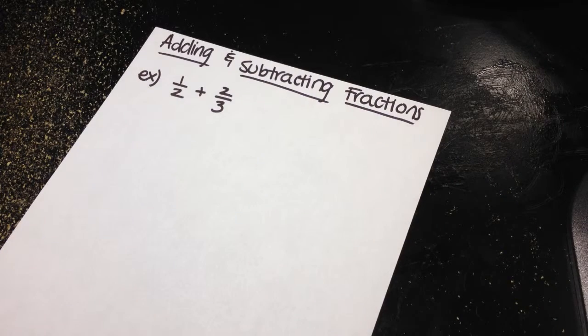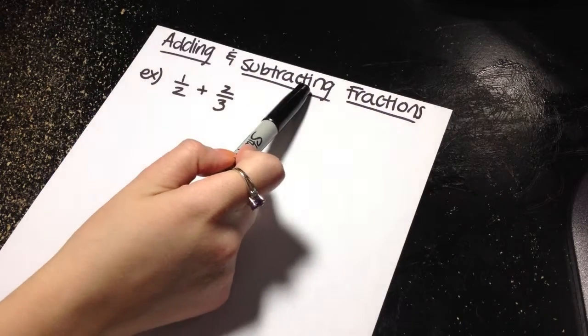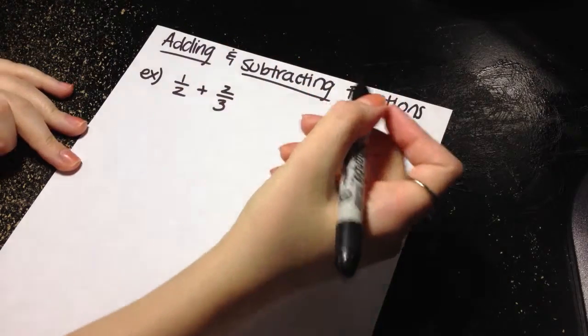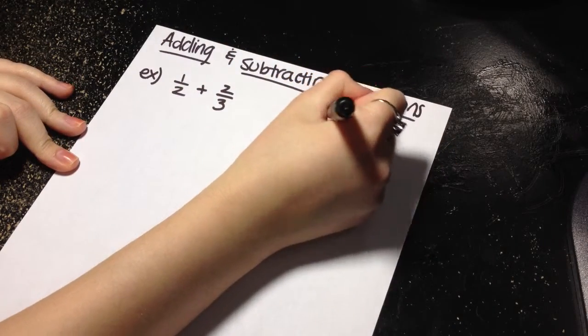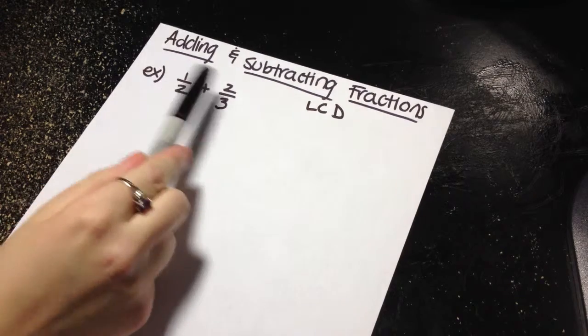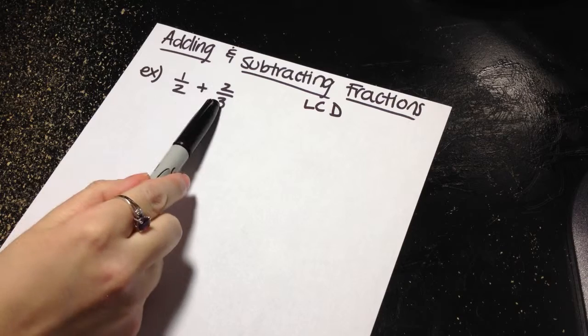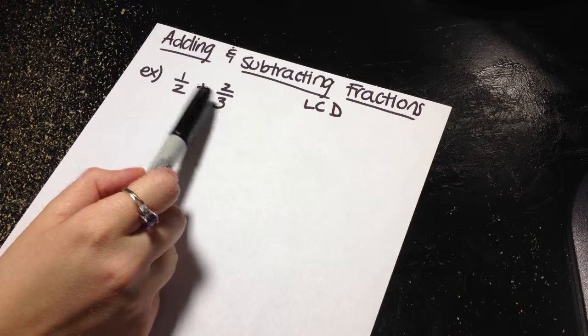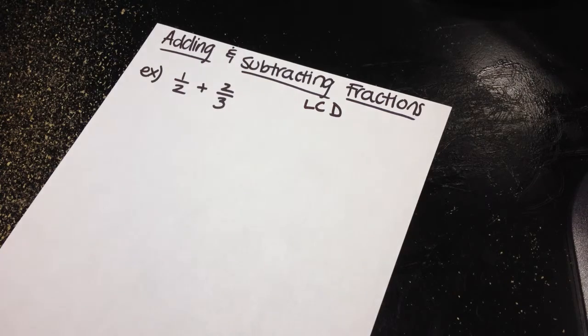In this video, I'll be going over how to add or subtract fractions. The trick with these is that they're a little bit more tricky than multiplying or dividing fractions, because we need something called the least common denominator. What this basically means is that when we have two fractions and they don't have the same denominator, we need to change them so that they have the same denominator, and then we can add them.